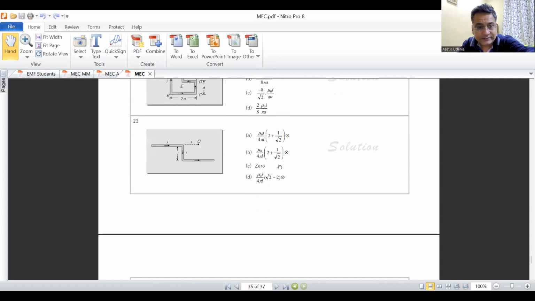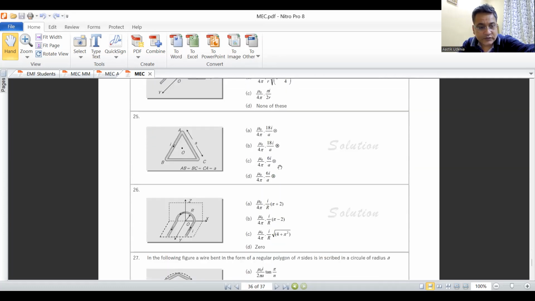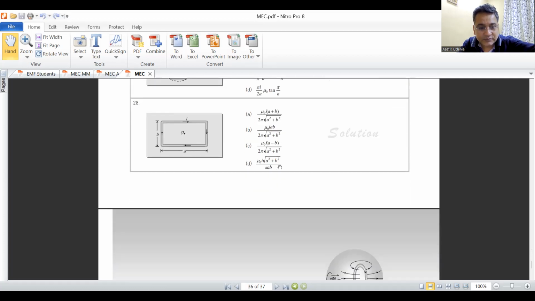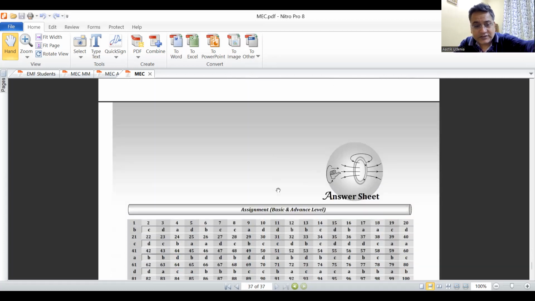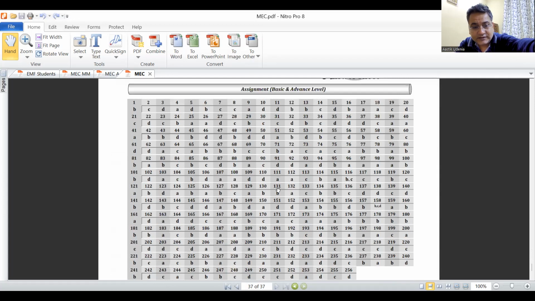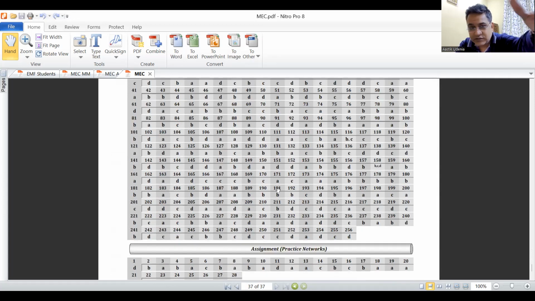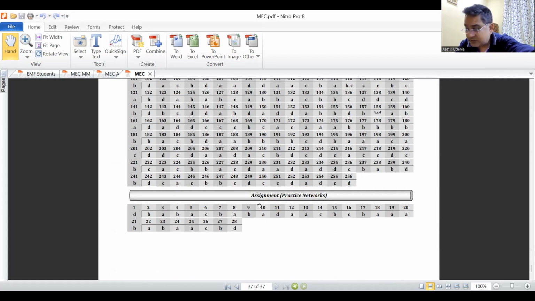If you can see here, 25, 26, 28, 29, 30, more than that. 28 questions are there. One question will take hardly 2 minutes, so this is a sheet of 1 hour. If you can go through this sheet, the answers are given. This is the main sheet which has 256 questions. I don't think you have time to solve that, but at least you can do that assignment part.